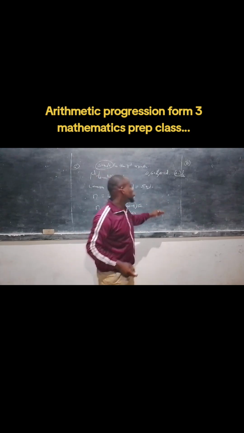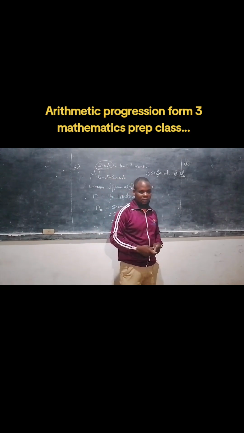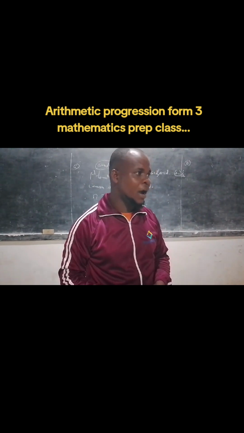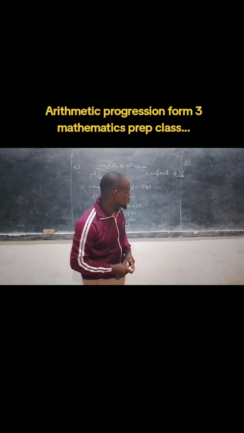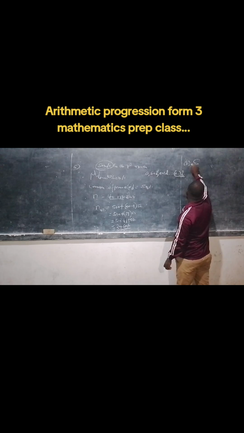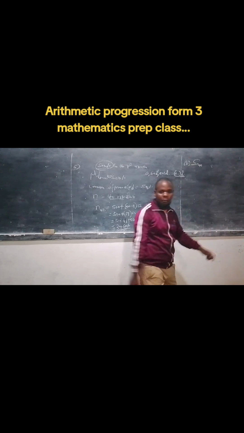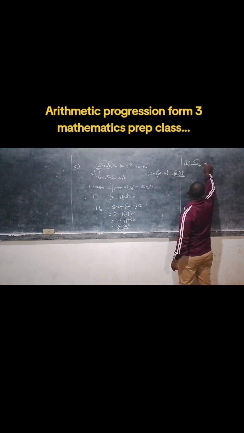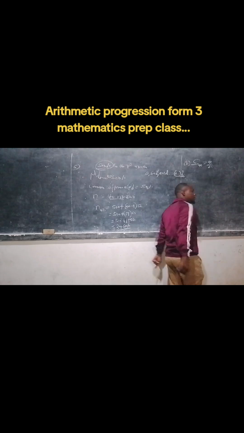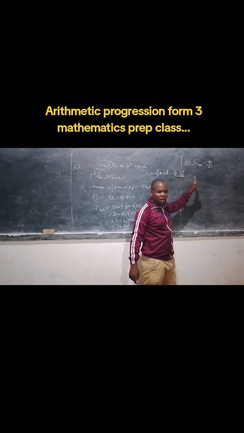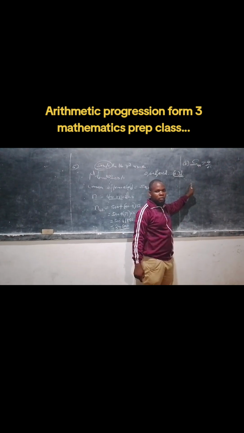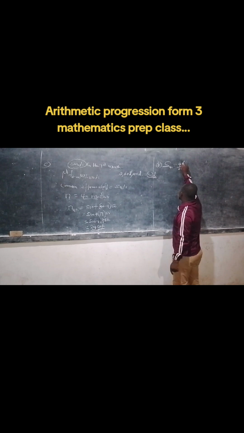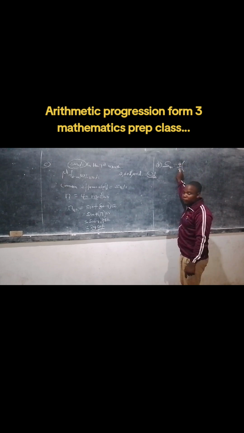We want to know, after these 40 months, how much Amina had in her account. Remember, we want to get the sum of the 40 terms. In this case, we shall have 40 divided by 2. You remember the formula, right? The formula is n divided by 2, so it is 40 divided by 2.